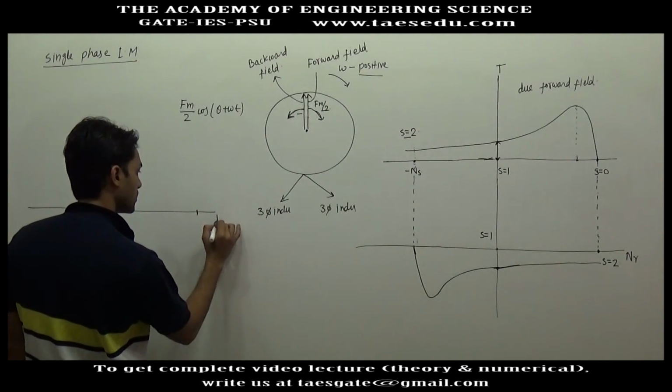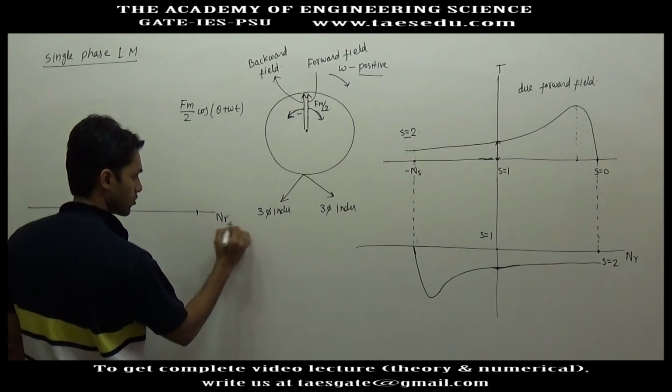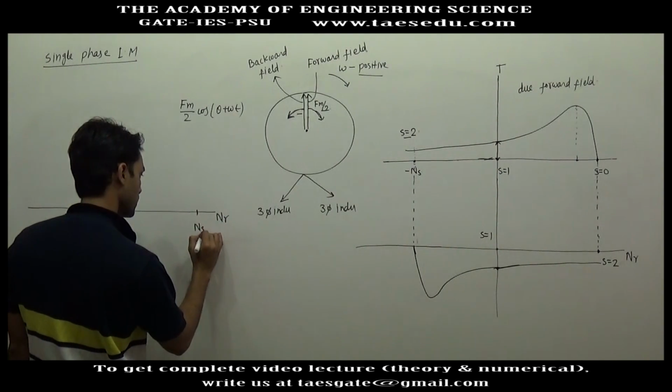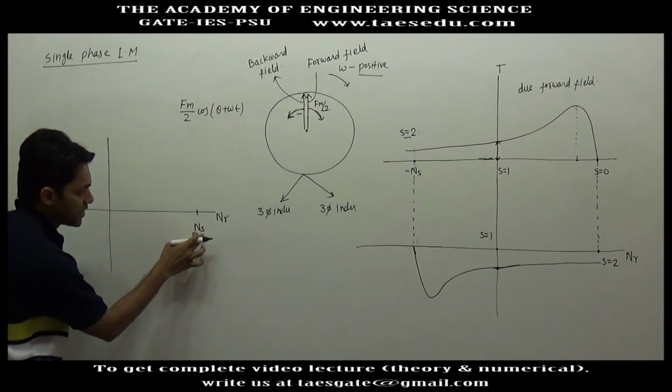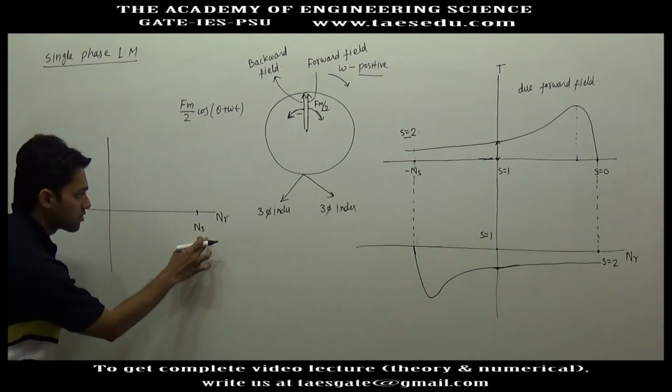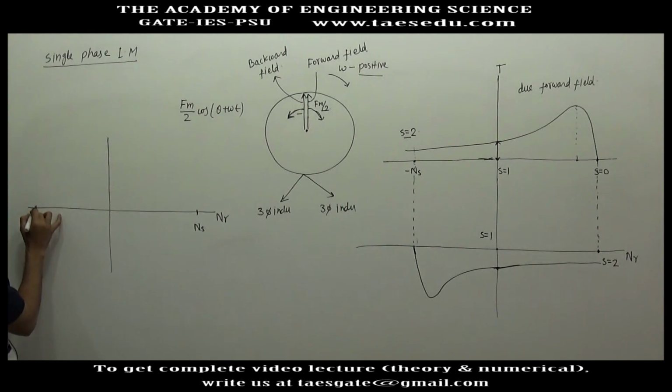at this point, this is NR, the rotor speed. At this point we have rotor speed equal to synchronous speed in the clockwise direction. At this point we have rotor speed equal to synchronous speed in the anti-clockwise direction.